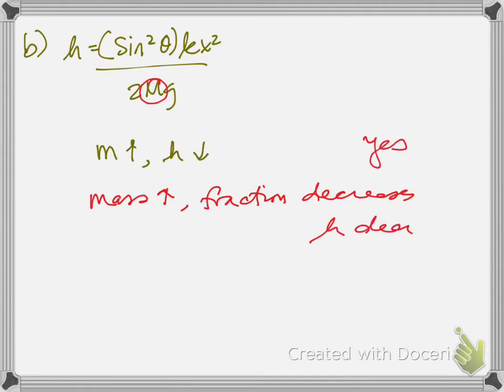All right. So 1 point for saying yes and for addressing the formula, and then 1 point for saying that since m is in the denominator, m increasing makes h decrease. So 2 points for part B. So hopefully this is going along well.